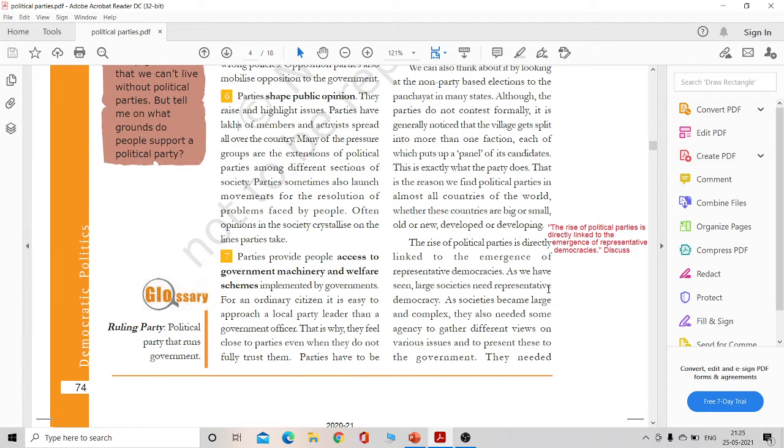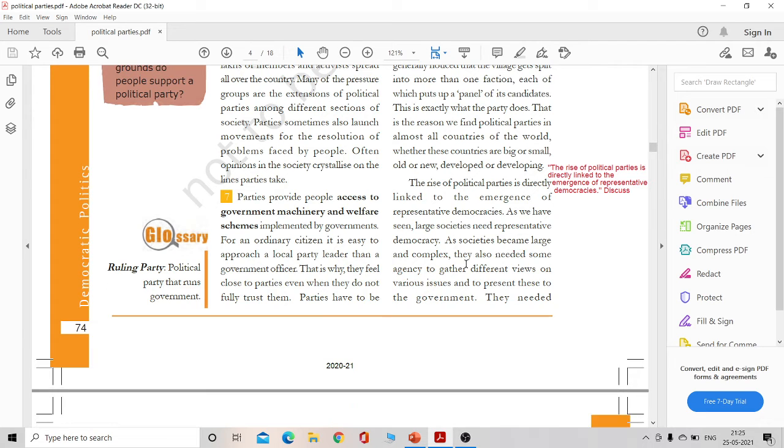Now coming down, there is a question that is a statement picked up. The rise of political parties is directly linked to the emergence of representative democracies. Discuss. Right? You can see here that it comes as a three marker. So the rise of political parties, how is it linked to the emergence of representative democracies?